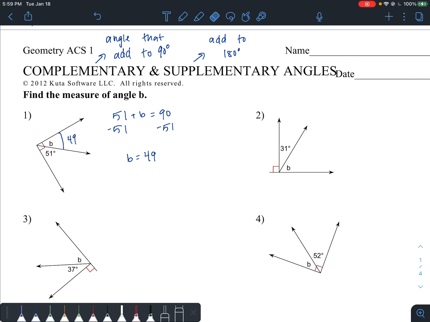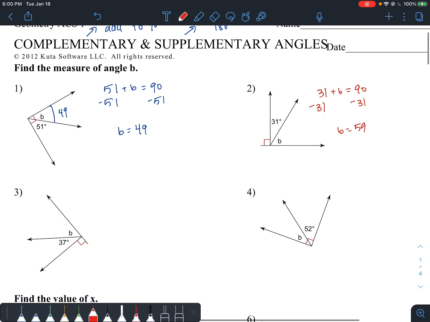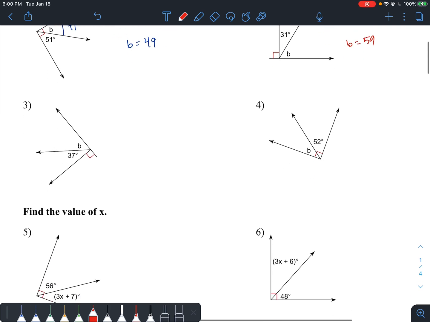So with that in mind, I know that 31 plus angle B has to be equal to 90 degrees. So I can subtract 31 from both sides, right there, and I end up with B is equal to 59, I believe. Okay? So I think that's pretty much it when it comes to those right there. Okay, now if you guys could try maybe doing 3 and 4, I'm going to try doing a couple other ones.